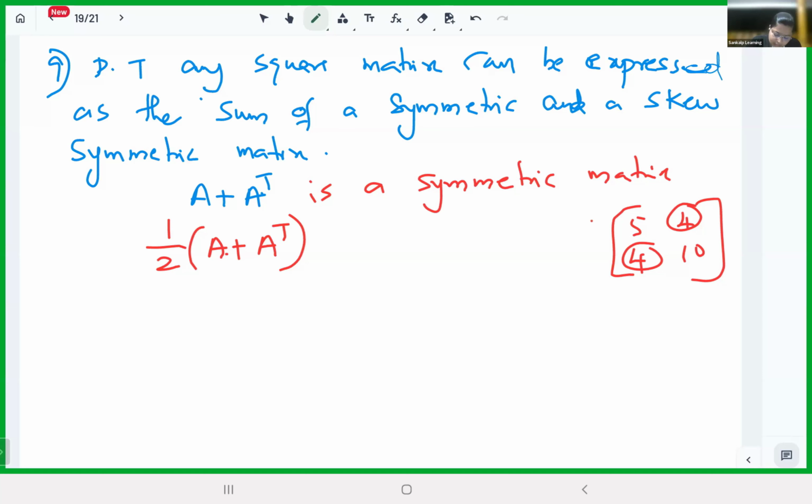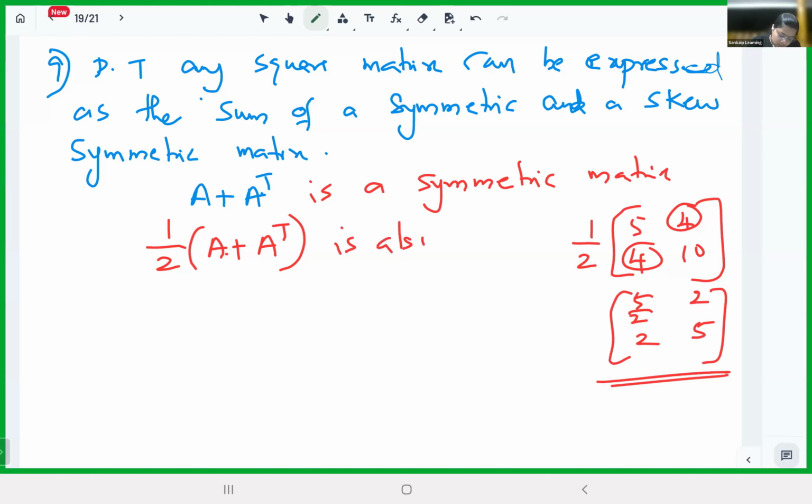So if I multiply this matrix with 1 by 2, what happens here? It will become 5 by 2. 4 by 2 is nothing but 2. Then this is also 2. 10 by 2 is nothing but 5. Here also you can see that when I multiplied this matrix with 1 by 2, a scalar value, the resultant matrix is also a symmetric matrix, right? So we can say that half of A plus A transpose is also symmetric, isn't it?